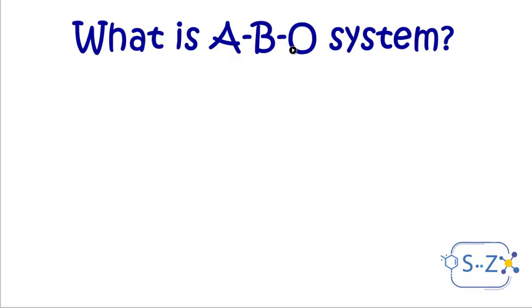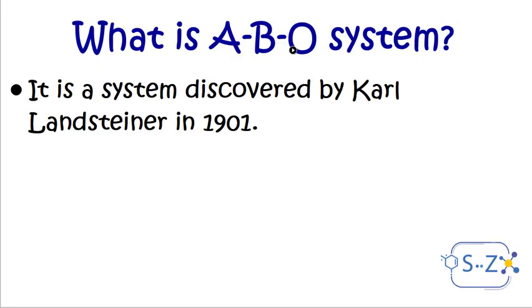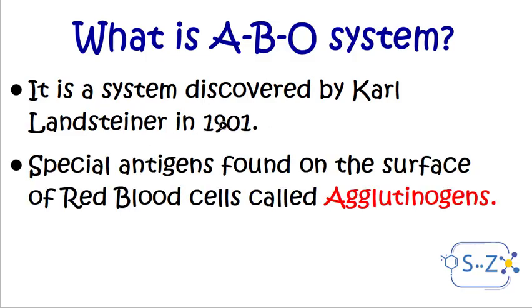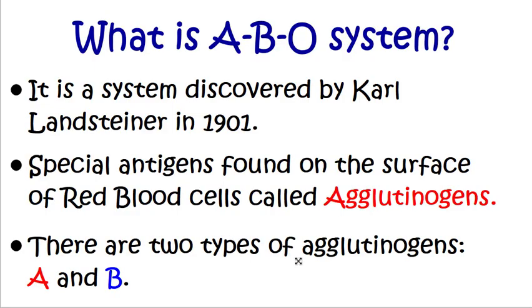Now, what is this system all about? This system was discovered by Karl Landsteiner in 1901. There are special antigens found on the surface of red blood cells called agglutinogens. So also in this system, there are special antigens. An antigen is a protein found on the surface of red blood cells. But these antigens are not MHC. They have a special name, which is agglutinogen. There are two types of agglutinogens, agglutinogen A and agglutinogen B.